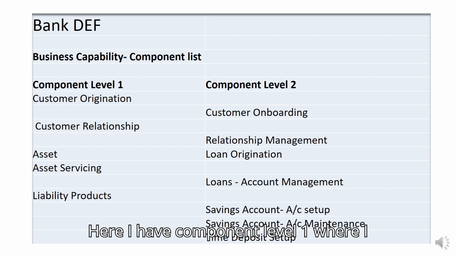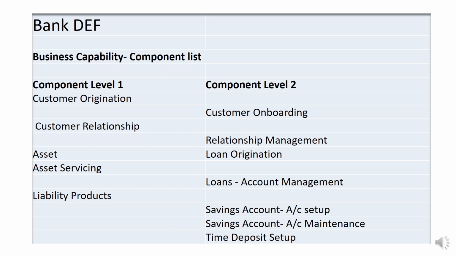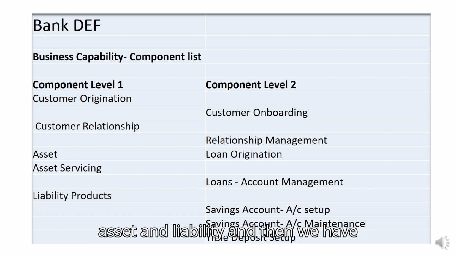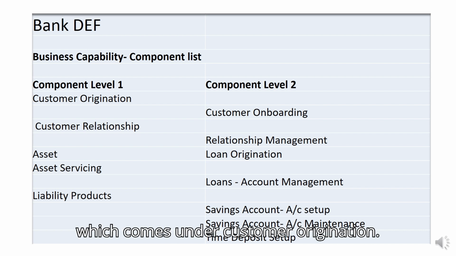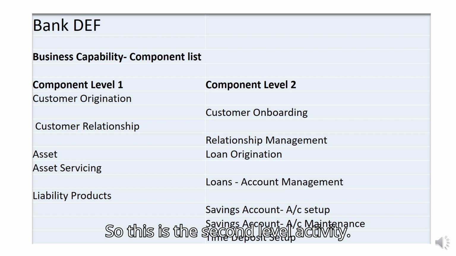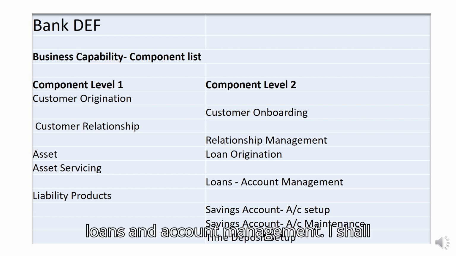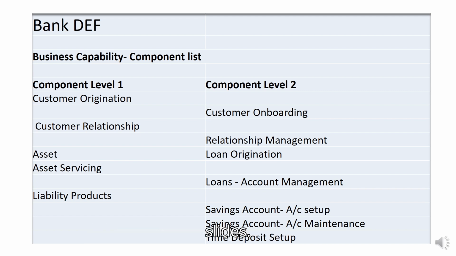Here I have component level 1 where I have put at a very high level customer, and then I have kept the two products, asset and liability, and then we have auxiliary services which I shall come to later. Now under this, let's say customer, we have customer onboarding which comes under customer origination. So this is the second level activity. Similarly, for asset servicing, we have loans and account management. I shall drill down more into details in the next slides.